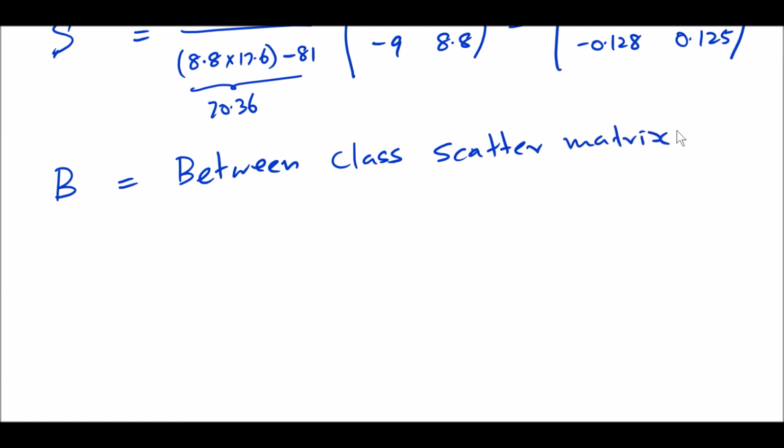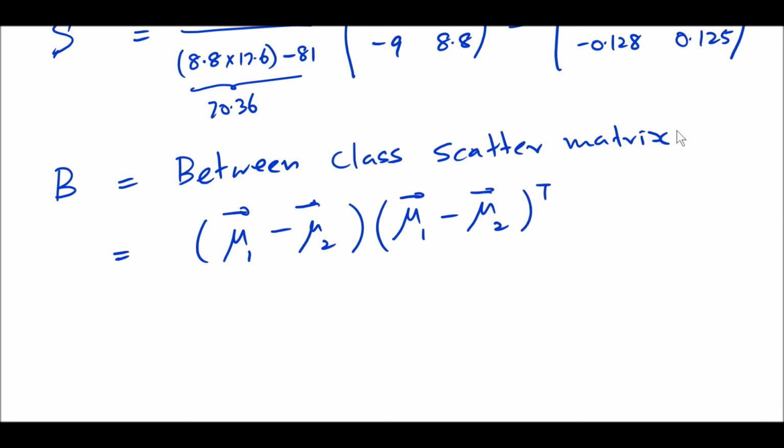It is defined by a very simple equation, which is equal to mu1 minus mu2 in vector form, multiplied by mu1 minus mu2 vector form transpose. So it's quite straightforward and very easy to calculate, because we have only a 2 by 2 matrix, which is 2.3, 4 minus 4.22, which is mu1.